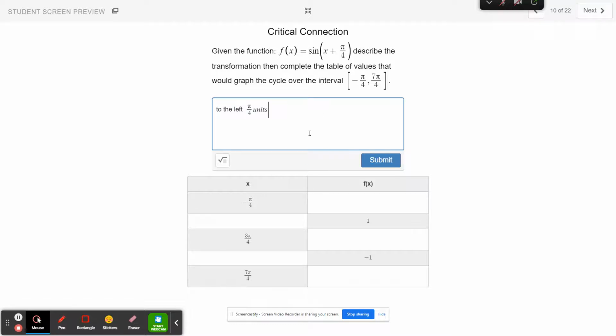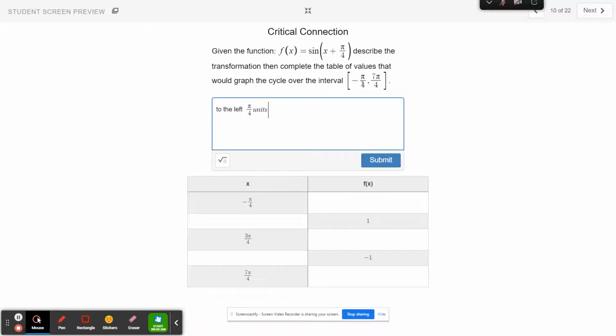now we have to fill in the table. So again, the period is still 2 pi. Right now we're not going to mess with the period today at all, but the period would be the b. And we're not going to introduce the b until our next class. So right now the period is always 2 pi. And normally we start at 0, but we went to the left pi fourths. So that's why we're starting here at negative pi fourths.